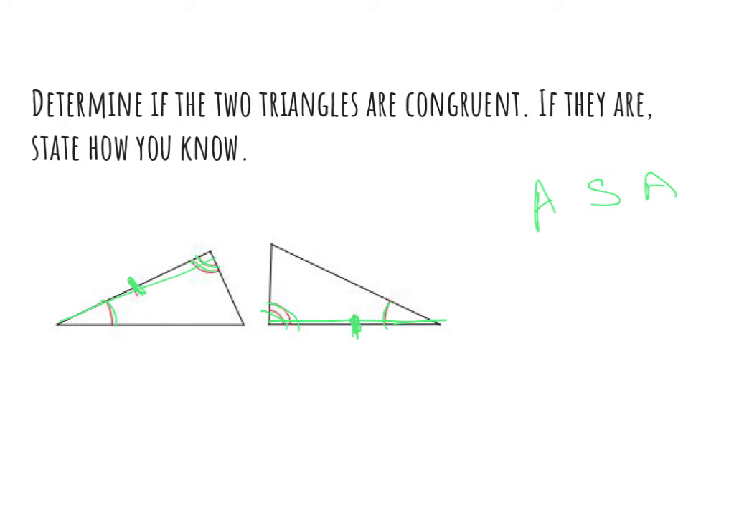The side is in the middle of the two angles, so the side, the S, is in the middle of the two A's. So these are congruent. We have enough information to say these two triangles are congruent because of ASA.